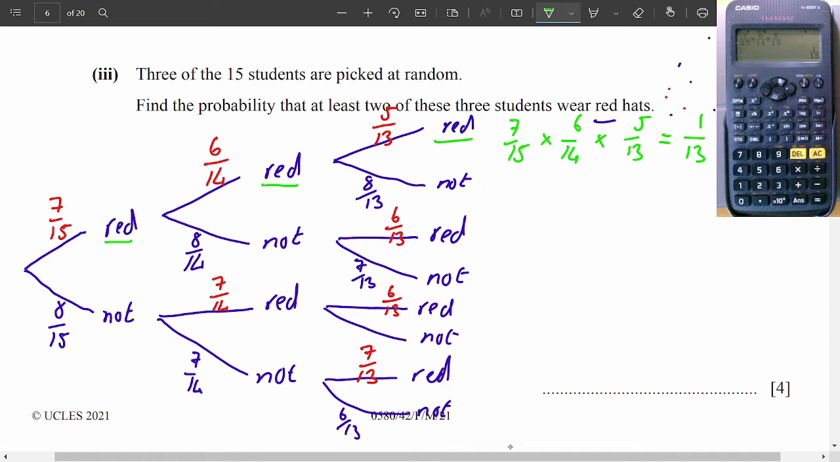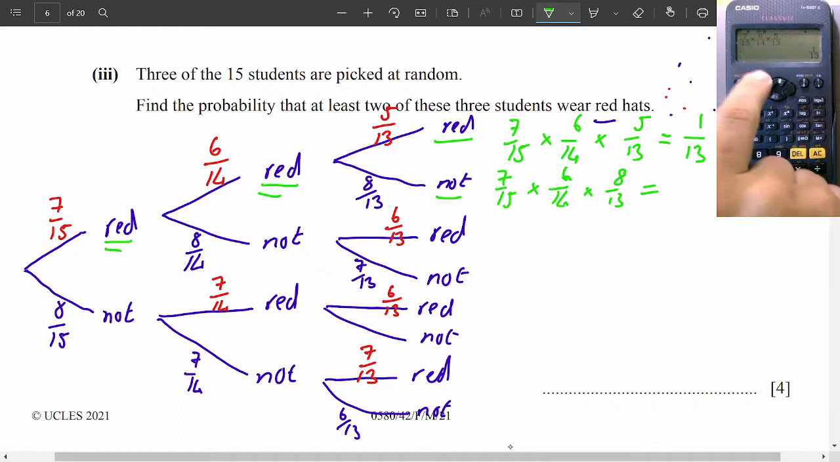Okay, of course, we can do the same route. We can pick a student with a red hat, and then not a red hat. So this still has at least 2. So this will be 7 out of 15 times 6 out of 14 times 8 out of 13. Okay. We can speed things up by simply changing our previous question. That 5 is now an 8, and we get 8 out of 65.